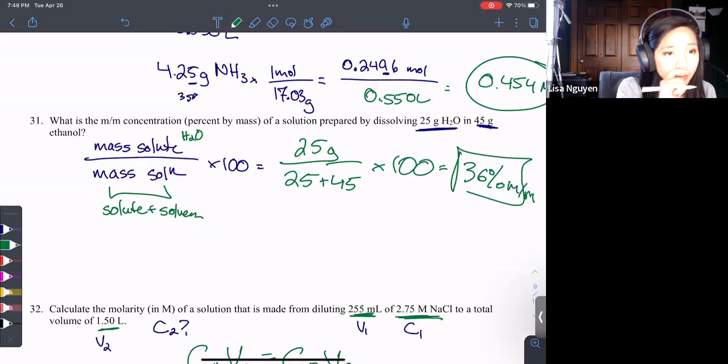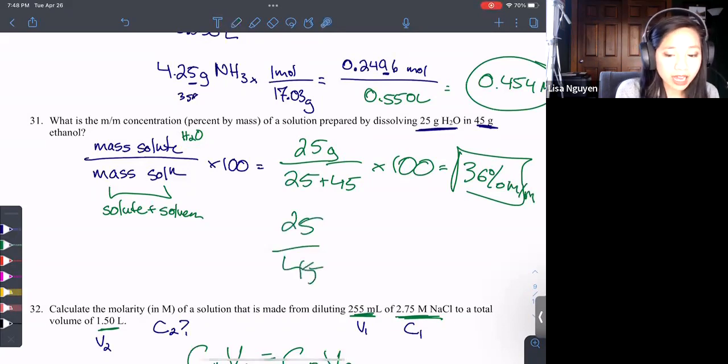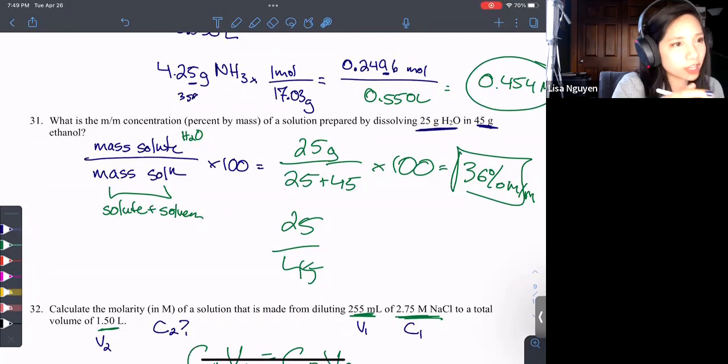The common mistake is that students will just do 25 over 45. If you do that, you're just doing solute over solvent, not solute over solution. And that's true if it's mass percent, mass over volume percent, or volume over volume percent. It doesn't matter. It's always solute over solution, not solute over solvent. That's a common mistake, all right? Like 25 over 45. So if that's a multiple choice, you know that that's going to be an option. So you have to do 25 over the sum, 25 plus 45. Okay, so there we go.